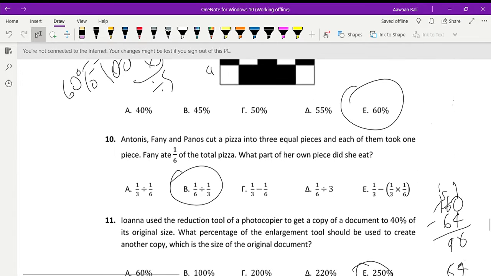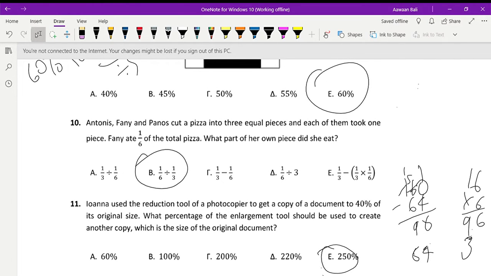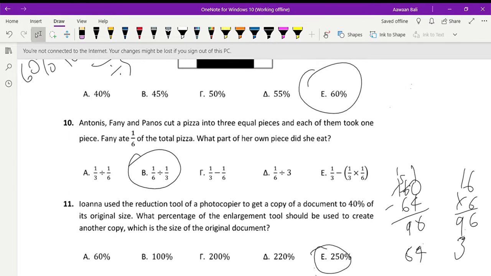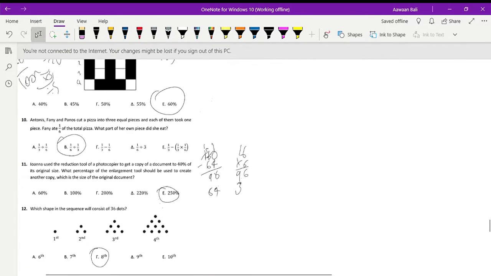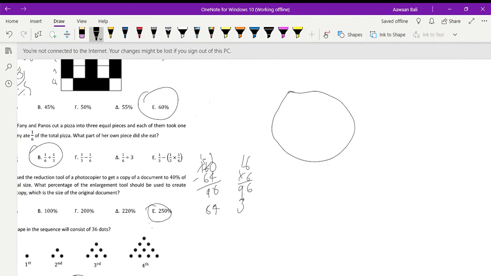Now, question number 10. Antonis, Fanny, and Panos cut up pizza into 3 equal pieces, and each of them took 1 piece. Fanny ate 1/6 of the total pizza. What part of her own piece did she eat? Okay, so let's just imagine this pizza. It's divided into 3 pieces. Let's say this is Fanny's piece. She ate 1/6 of the total pizza. A half of a third is 1/6, which means she ate this much.